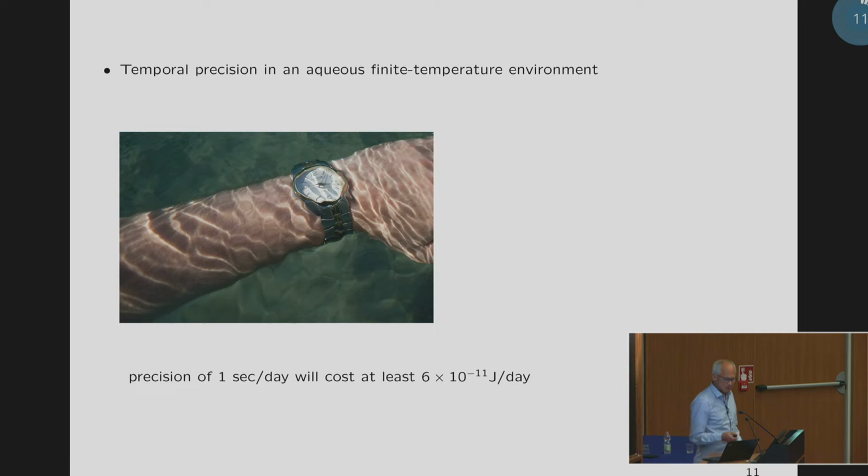Suppose you want to build a watch, a clock, which works at finite temperature. The question is, and that's actually how I got into thinking along lines which led to the uncertainty relation, I wondered whether a more precise clock would need more energy from the battery. And the answer is, for a huge class of clocks, we now know that in order to have this clock operating at a precision of 1 second per day, you have to spend at least 10 to the minus 11 joule per day. How do we get to this number? Well, you'll see in a minute.